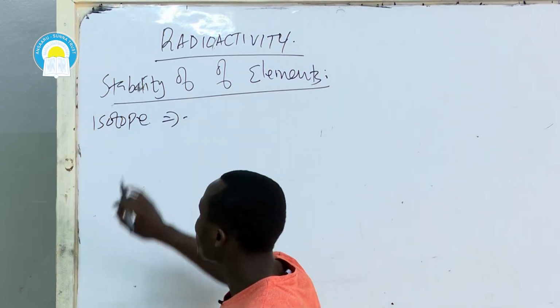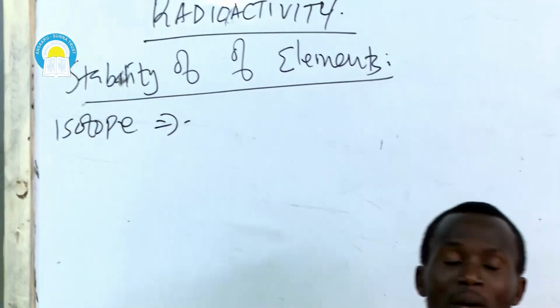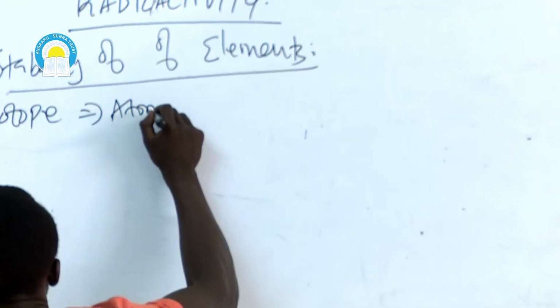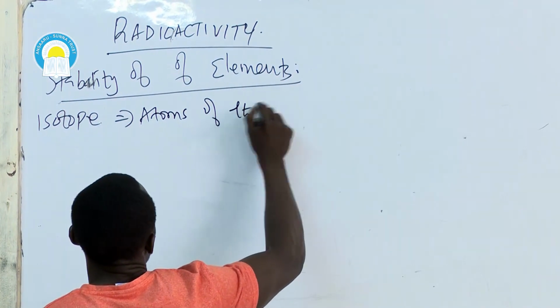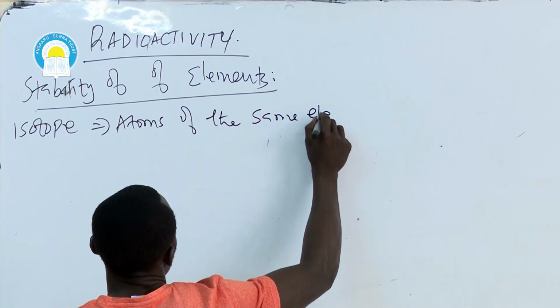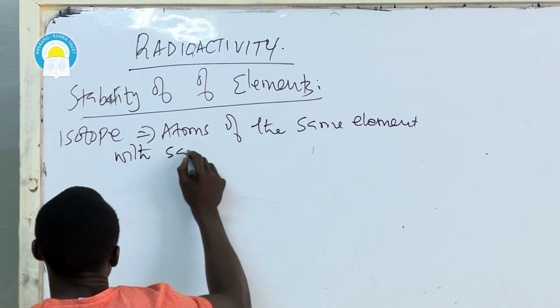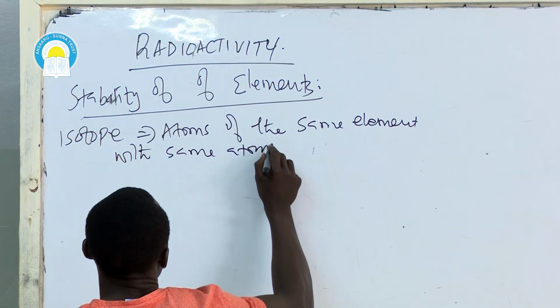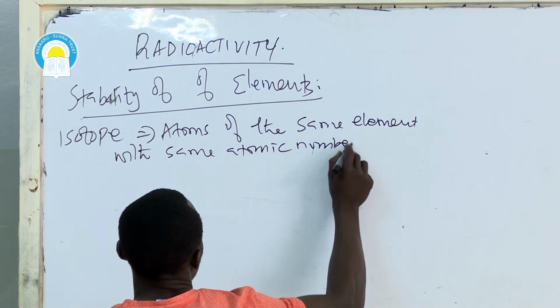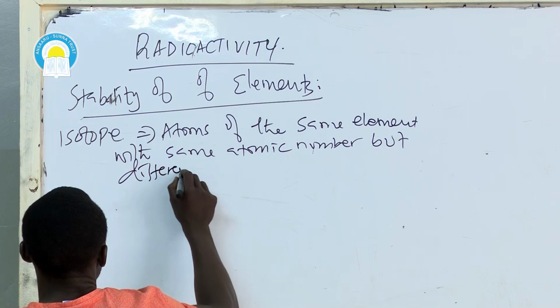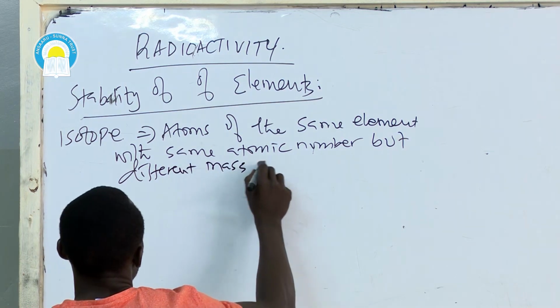Isotopes are referred to as atoms of the same element with the same atomic number but different mass number.